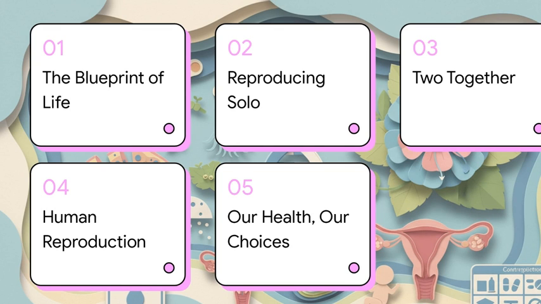First up, we'll get into the absolute basics, the blueprint of life, DNA. Then, we'll see how organisms can reproduce all by themselves, before jumping into how it works with a partner. After that, it's all about human reproduction. And we'll wrap things up with a super important topic, our health and our choices.